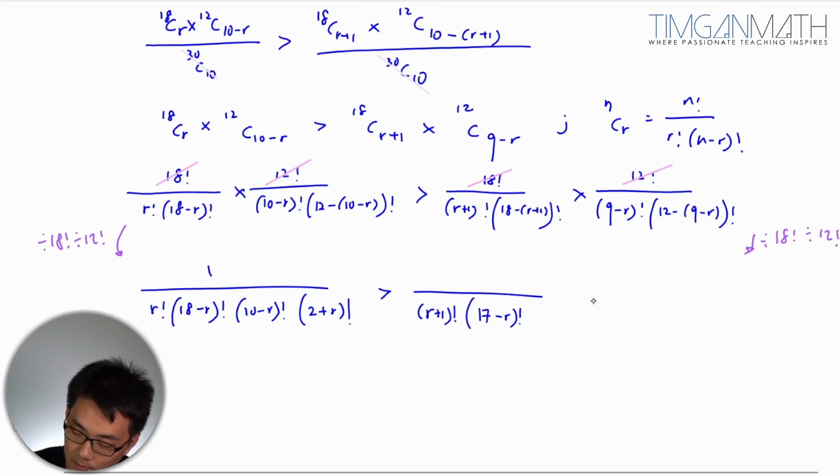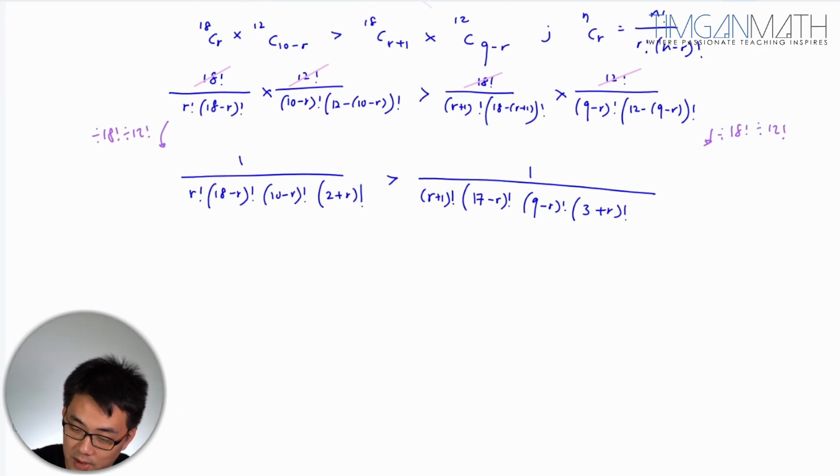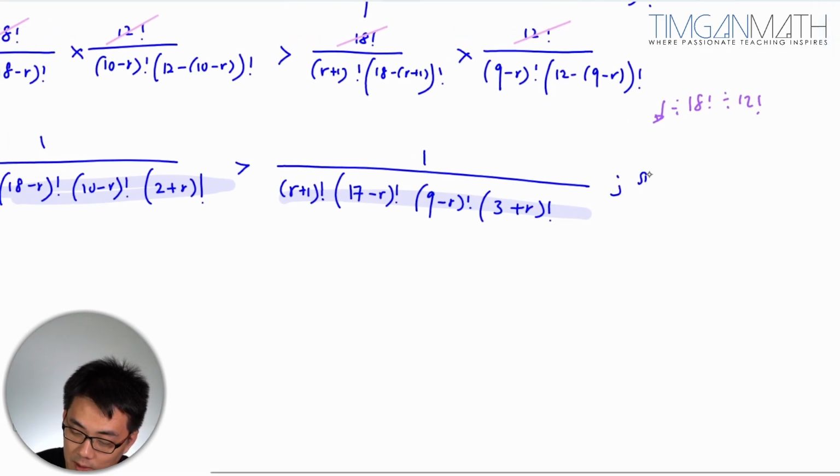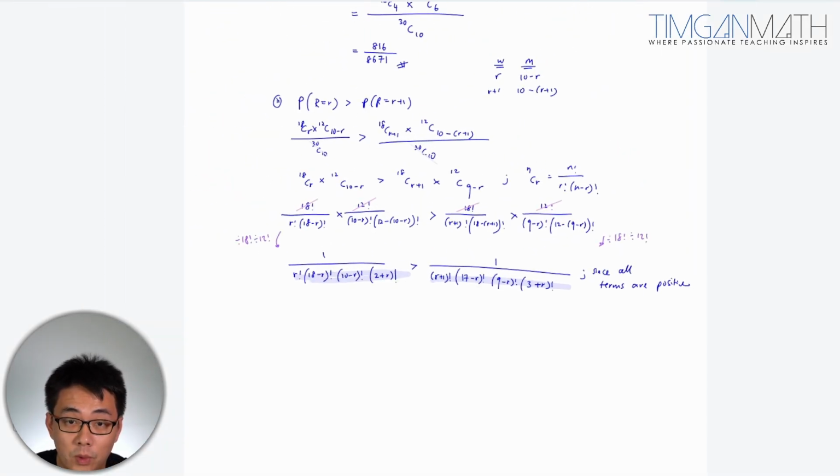This will be 9 minus r factorial, and that will be 3 plus r factorial. Now take note that all these terms here are positive. So since all terms are positive, you can cross multiply. That's the main thing. If you don't know that these are positive, you can't really cross multiply.